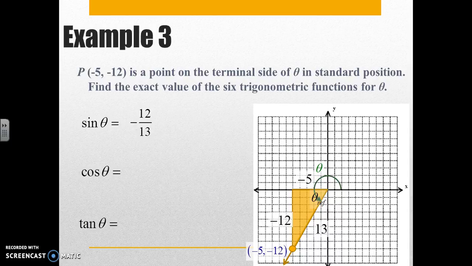Cosine, which is adjacent over hypotenuse, negative 5 over 13. And then we've got our tangent, which is opposite over adjacent, so negative 12 over negative 5, which is 12 over 5. I think you guys can handle this. Try some examples in your packet.